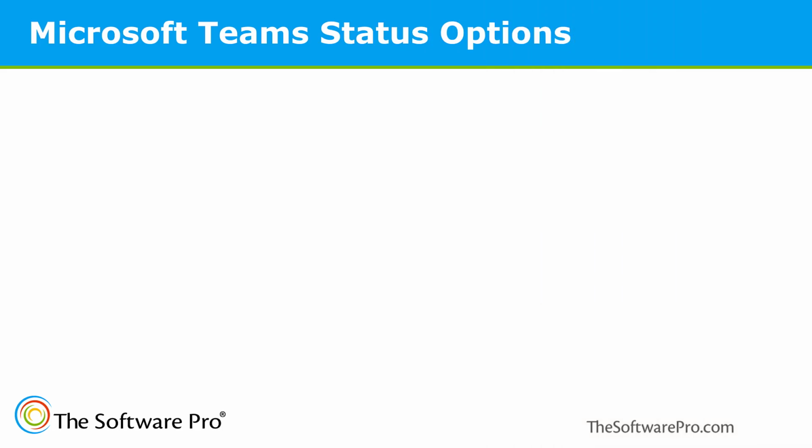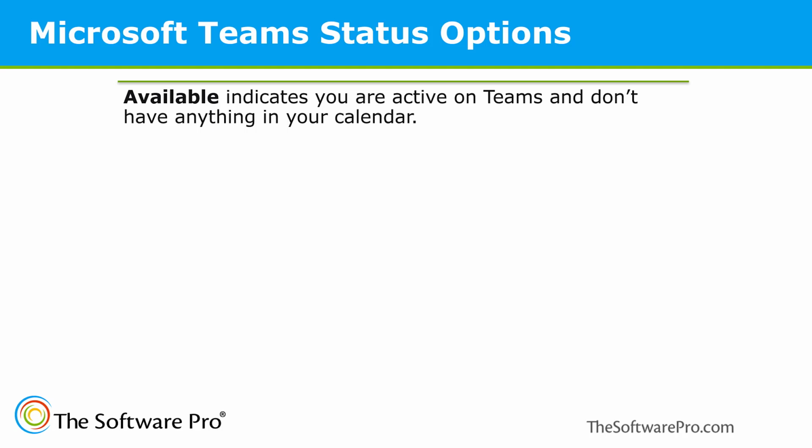What are your specific options for setting your status in Microsoft Teams? Available indicates you're active in Teams, but you don't currently have anything in your calendar. Now, Teams will automatically change your status from available to away when you lock your computer or when it enters idle or sleep mode. Now, in mobile, this will happen when the Teams app is in the background.